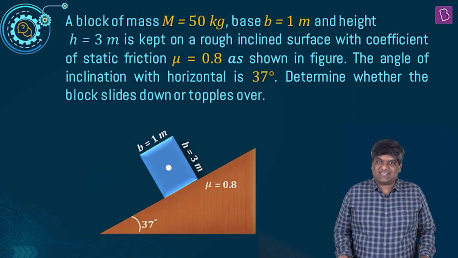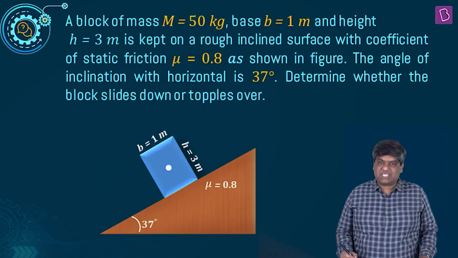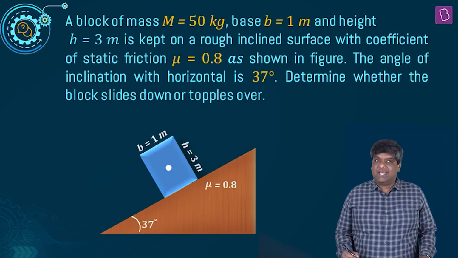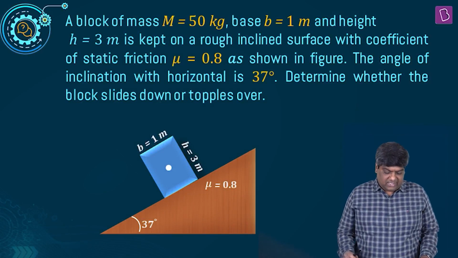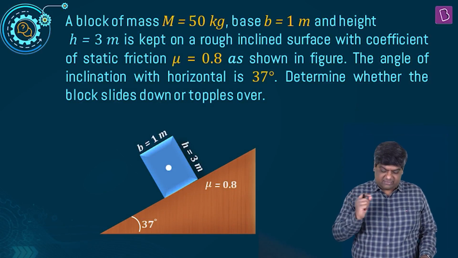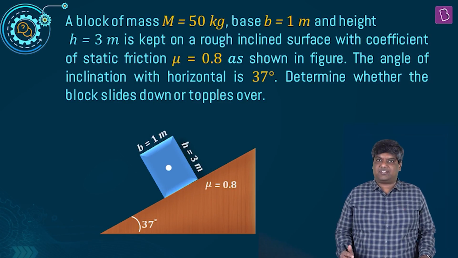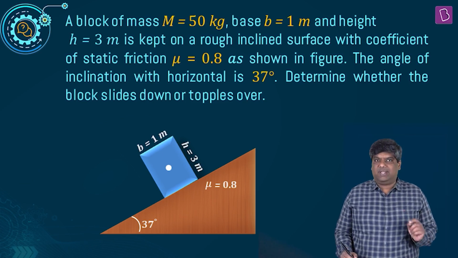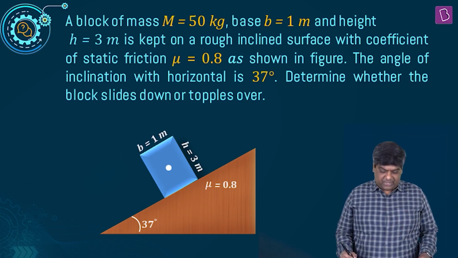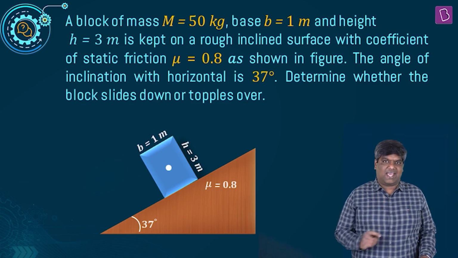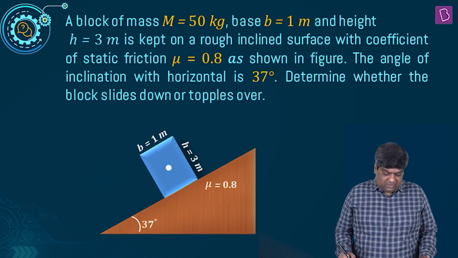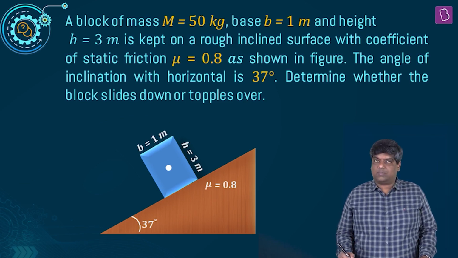A block of mass m equal to 50 kg, base b equal to 1 meter and height h equal to 3 meters, is kept on a rough inclined surface with coefficient of static friction mu equal to 0.8, as shown in the figure. The angle of inclination with the horizontal is 37 degrees, that is the angle of the incline. Determine whether the block slides down or topples over.